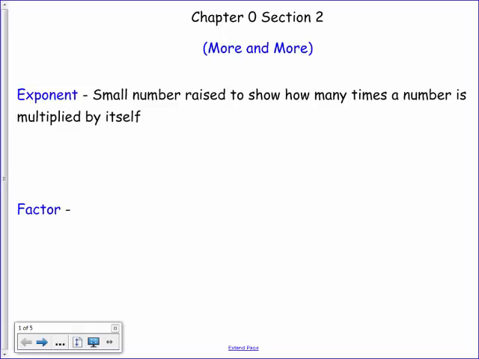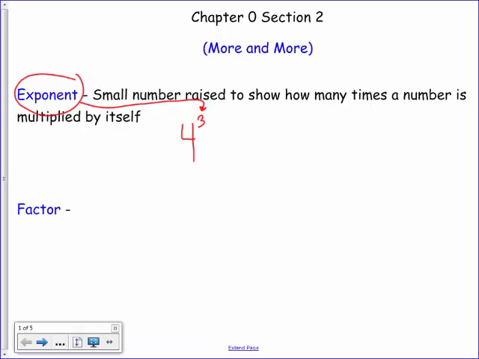Okay, section 2 really builds on section 1, so this should be much shorter than section 1. Thank you. First off, just a quick review on some things. An exponent, remember, is our small number raised up to show how many times a number is being multiplied by itself. So for example, if I had 4 to the third power, your exponent would be the 3, right?